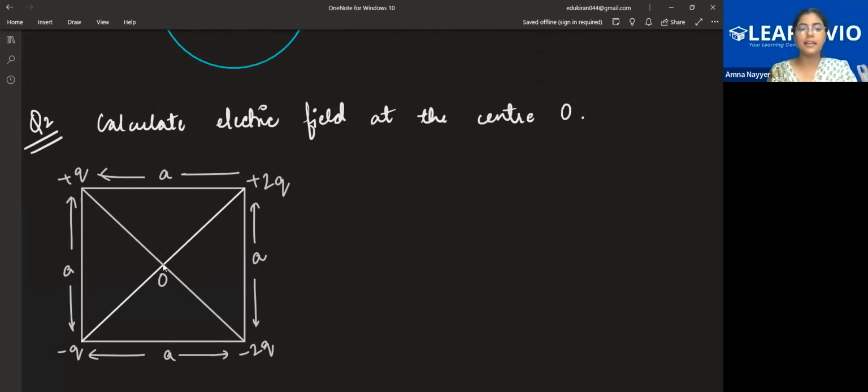Electric field you have to calculate at the center. So see, 4 charges are present, and because of all the 4 charges that are situated, you have to find it out. All right. Because of all the 4 charges, one is plus q, one is plus 2q, one is minus q, one is minus 2q. For all the charges at the center, you have to find out the electric field.